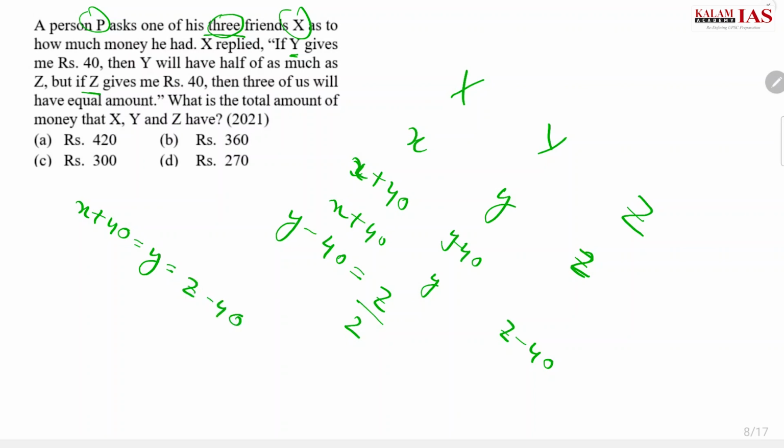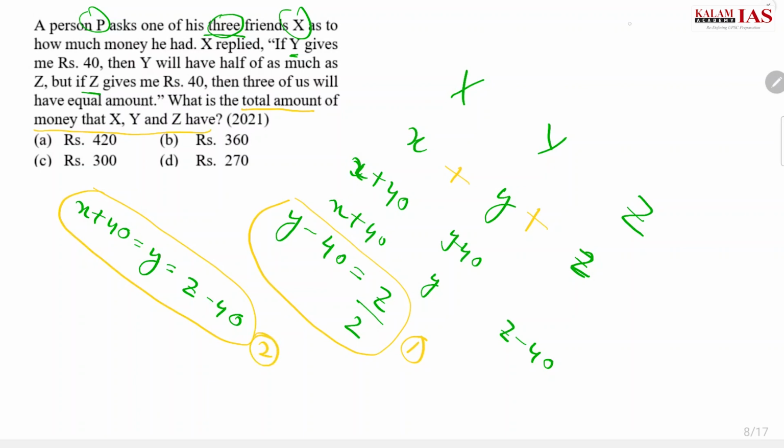Now again we have two equations. This is the first equation. This is the second equation. We have to just find the value of X, Y, Z and then do the summation X plus Y plus Z to find the total amount of money that X, Y and Z have. So let's solve equation 1. This is equation 2. Let's solve the equations and get the answer.